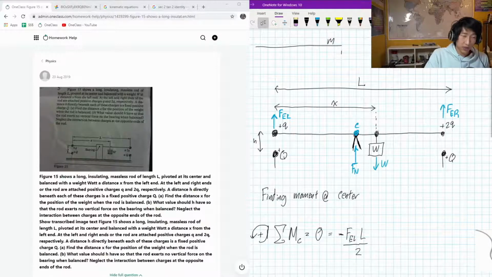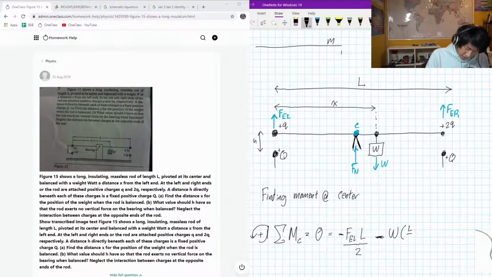Now we're going to look at the weight force. The weight force is also going to try to bring us clockwise, so that's going to be a negative term as well, and it's going to be a different distance away. It's going to be x minus 1/2 of L, because that's the distance from center. So this is going to be negative weight force times x minus L over 2.